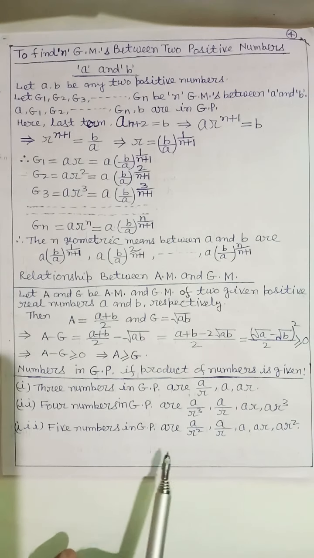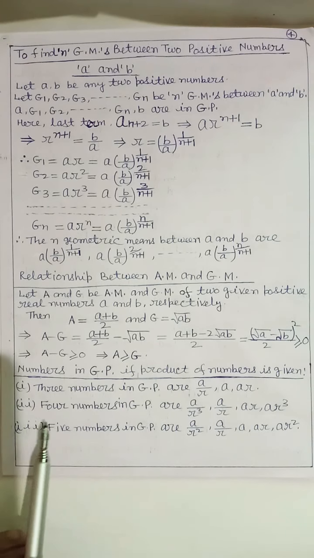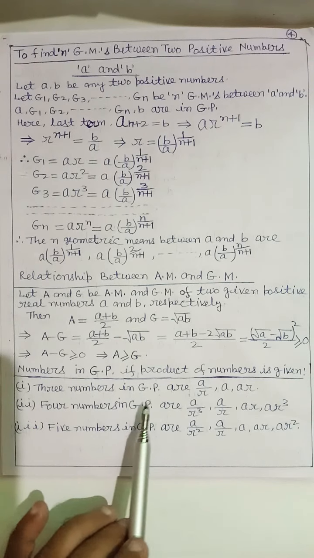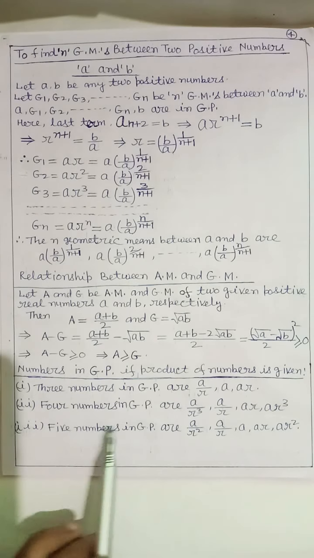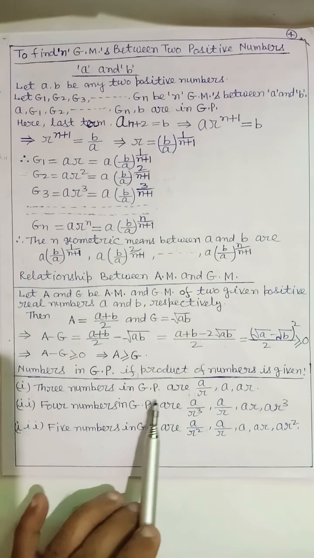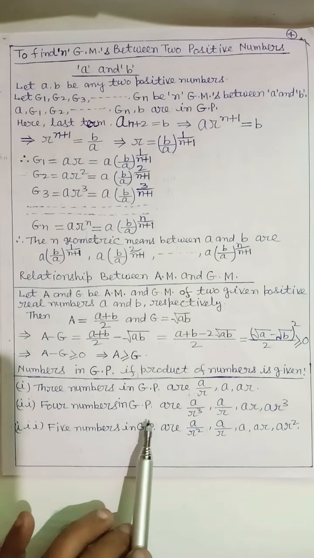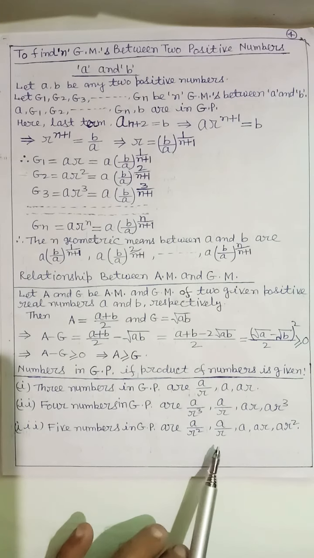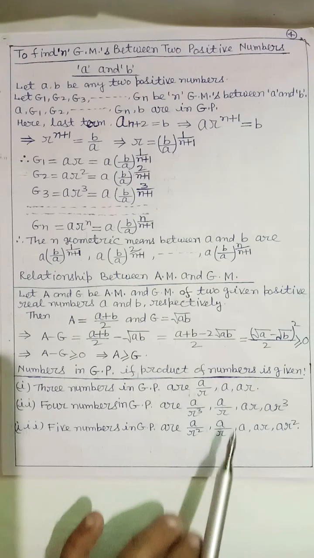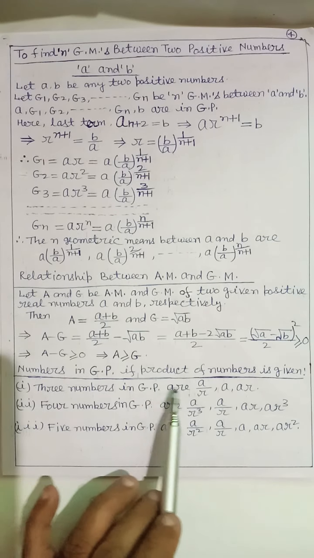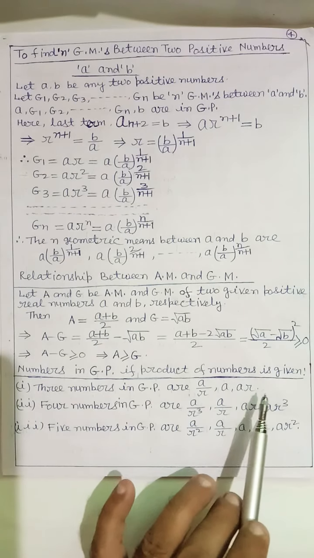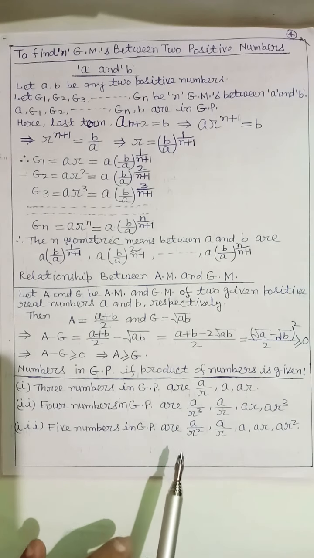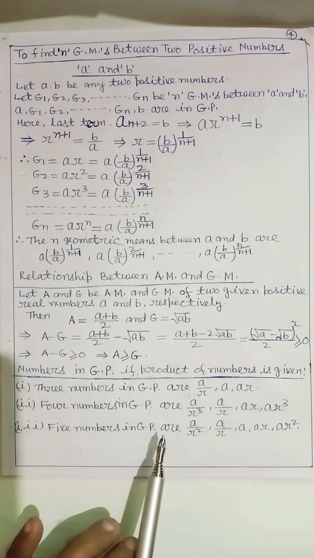So in this way we can suppose 3 numbers which are in GP, 4 numbers which are in GP, 5 numbers which are in GP, if the product of numbers is given in the question. Thank you.